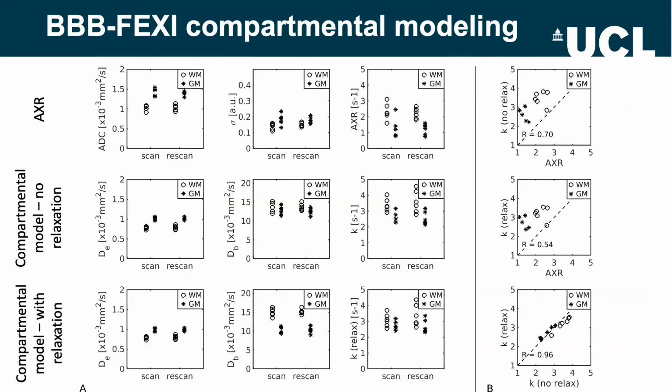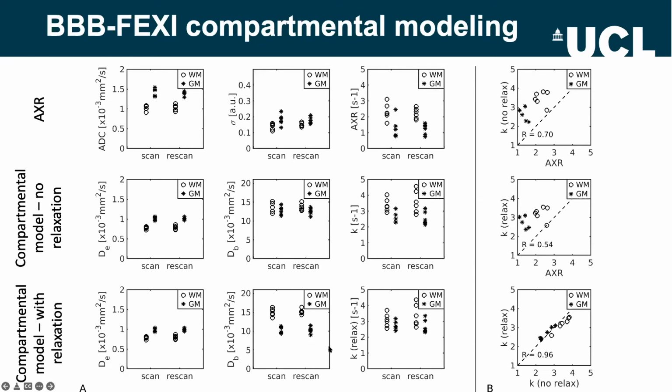And if we then plot those across the group, it's a really busy slide. At the top, we've got our AXR measurements. We've got the 2 scans for each of the individuals, scan and rescan. And I think the first thing to take away from this is that the measurements are quite nicely repeatable across white matter and grey matter. So this is the ADC, this is that labeling efficiency, and this is our AXR parameter.